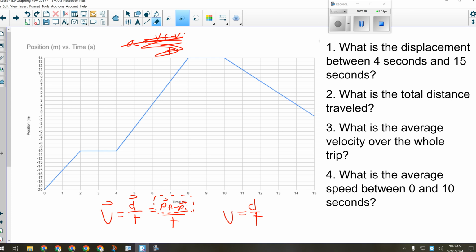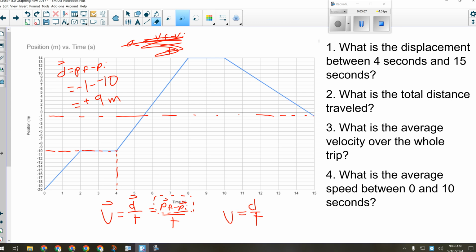Okay. So between 4 seconds and 15 seconds. At time 4 seconds, I'm at a position of negative 10 meters. So that would be my initial position. And at time 15 seconds, I'm at a position of negative 1 meter. All right, so that means if I want to find the displacement, I'm going to go final position minus initial position, and that's going to be negative 1 minus negative 10.